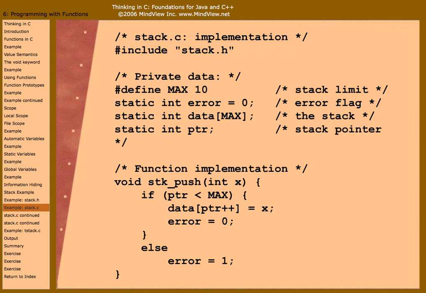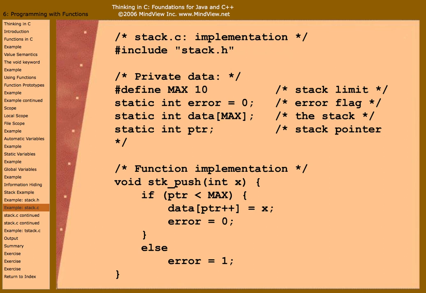The other variables, error, data, and pointer, are private because of the static keyword. So this is data that I'm using, but no one else can access it directly. And you can go through the implementation here of the various functions. They just do what you would expect them to do.